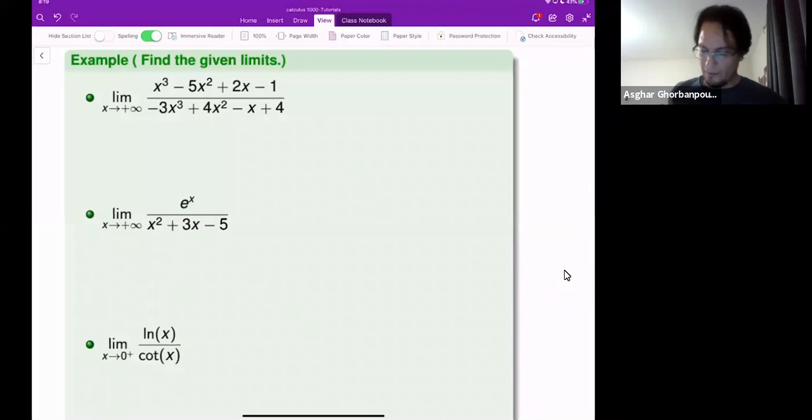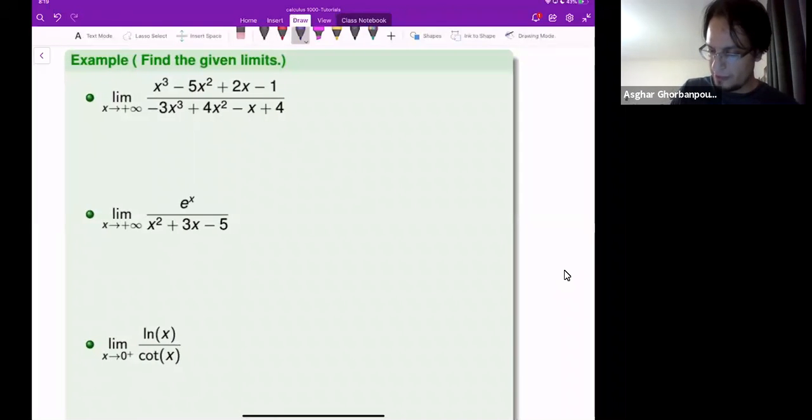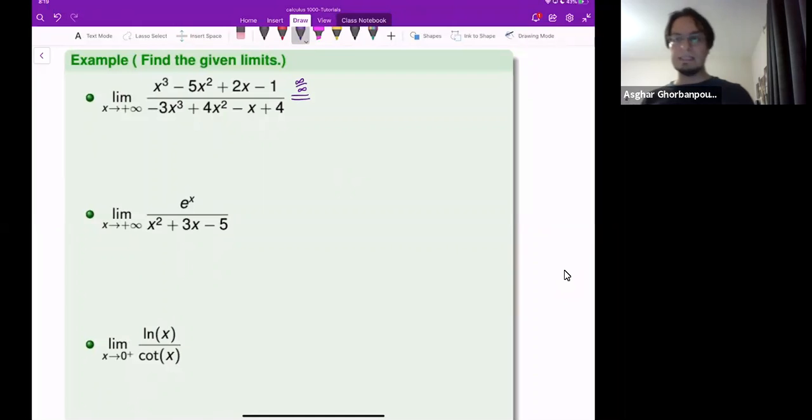So we look at the first example. This is a polynomial over polynomial, and you know that as x goes to plus infinity or minus infinity, the limit of a polynomial is going to be either plus or minus infinity. So this case is again an infinity over infinity indeterminate form. And well, it's a good one. We can use L'Hopital's rule.